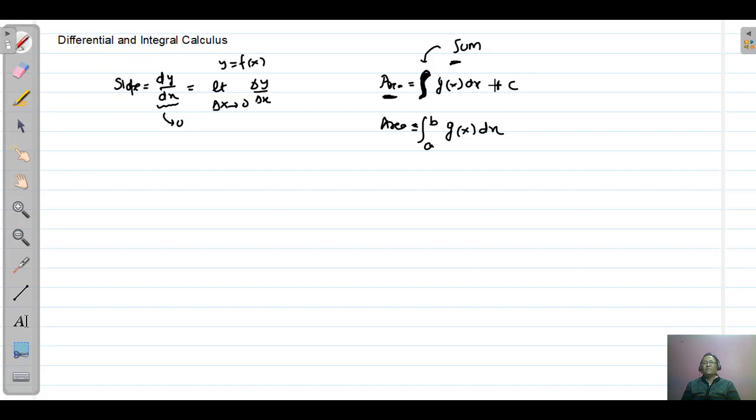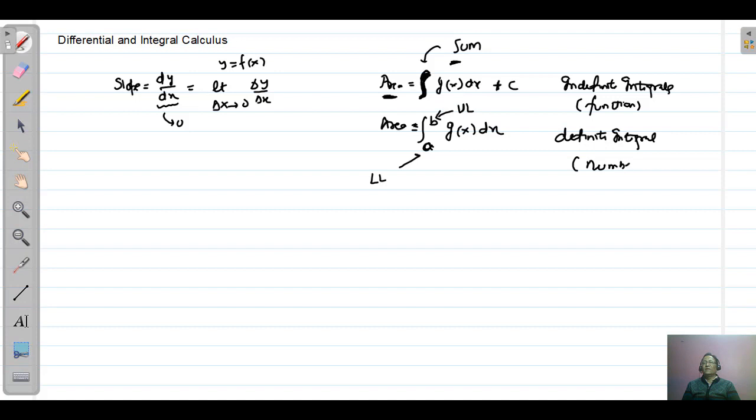This type of integral, where we are using plus c, is called an indefinite integral. This is actually a function. While when we use limits, this is the lower limit, and this is called the upper limit. When we take the integral of the function with upper and lower limits, it is called a definite integral, and actually this is a number. We finally get a number.